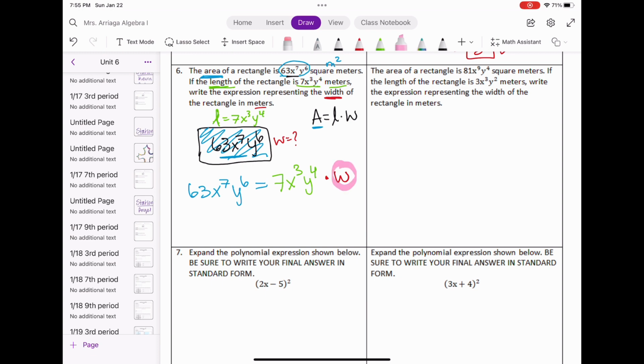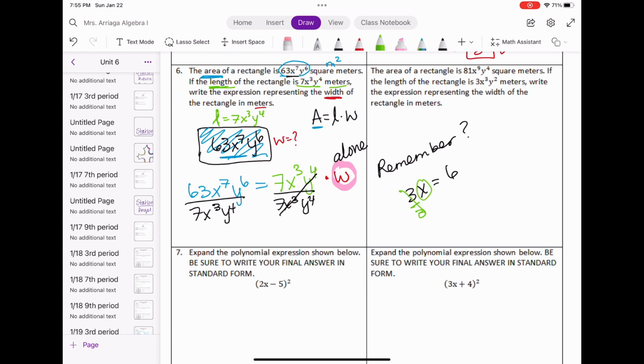And so to get the width alone, we're going to divide that green monomial. And whatever we do to one side, we do it to the other. So we divide it, that cancels, and we do it to the other side as well. Why this is possible? Remember, whenever we have, for example, 3x equals 6, and we wanted to get x alone, what did we do to that 3? Well, since it's being multiplied, we have to do the opposite. We divided, and whatever we did to that side, we did to the other, and that's how we got x alone. So here, it works the same with w.